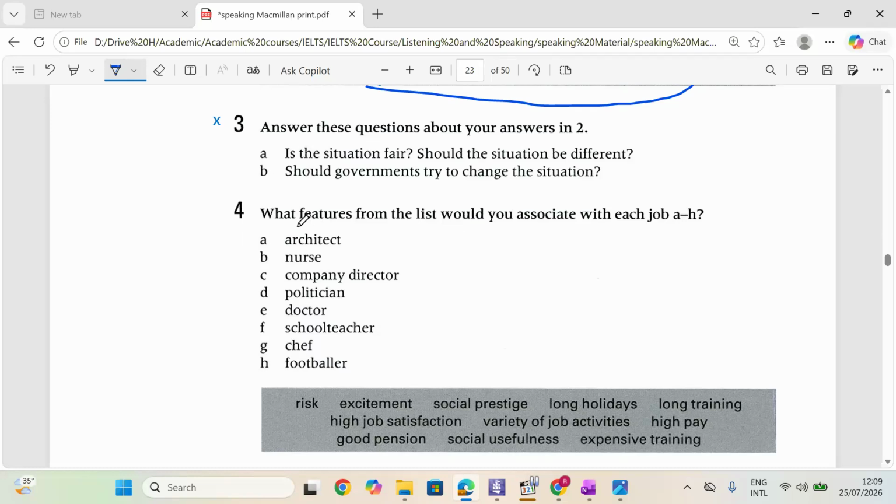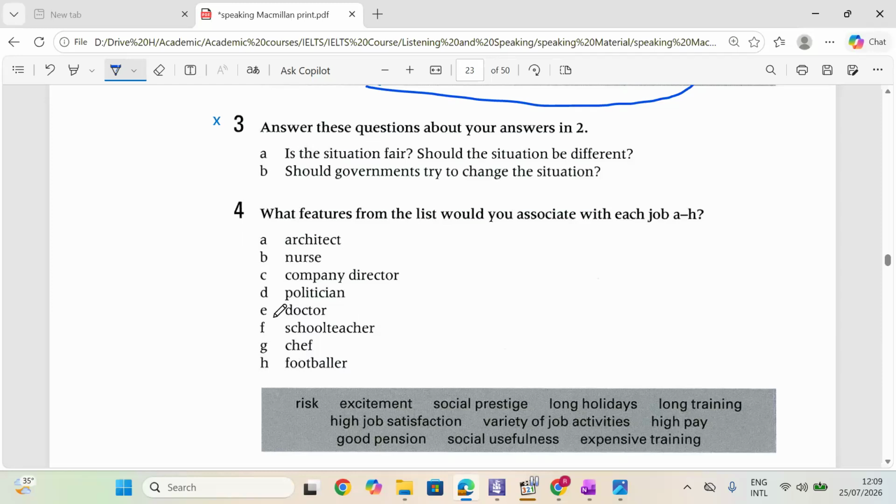Just follow with me and we'll see. With the list, will you associate with each job? Again, this list has some features, and we need to associate these features with these jobs: architect, nurse, company director, politician, doctor, school teacher, chef, footballer.